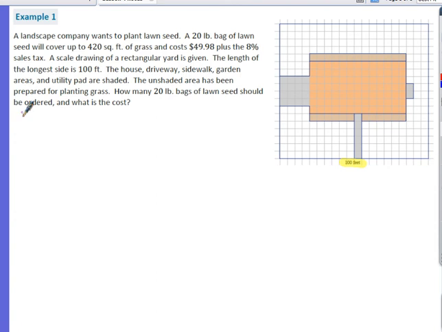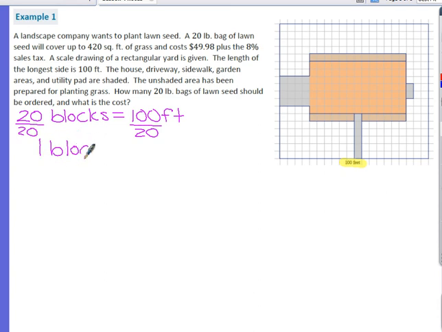So I know that 20 blocks is equal to 100 feet. So if I want to find one block, essentially what I'm doing is finding a unit rate. So I'm going to divide both sides by 20. And that gives me one block is equal to 5 feet. So that tells me that each side on a block is 5 feet. So now I want to know how much grass seed I'm going to need for each one of those blocks. So that's really an area.